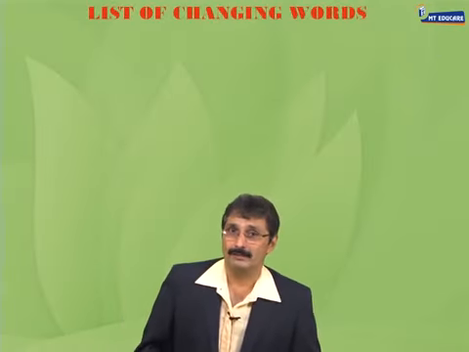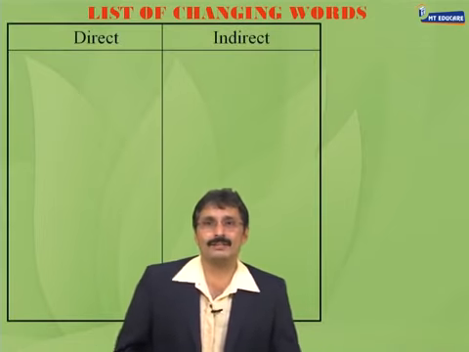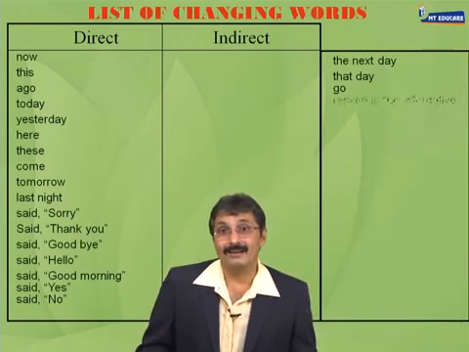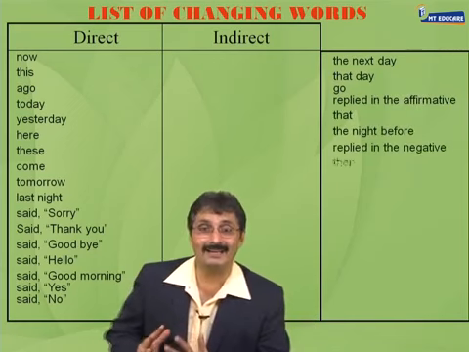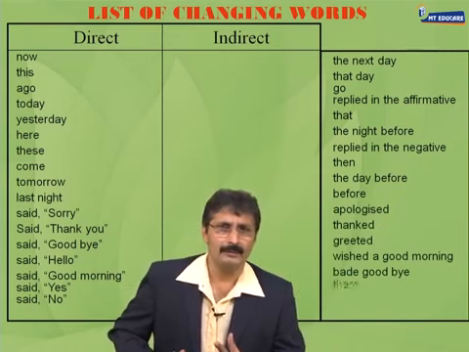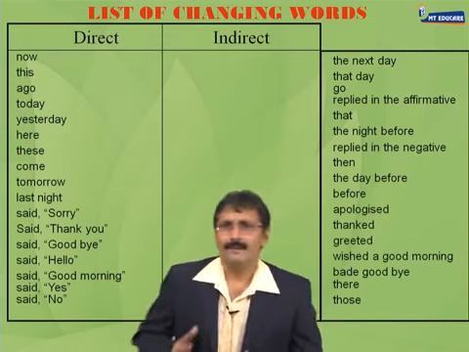Here is your list of changing words. Are we ready, everybody? Here we are. Here is the list of changing words in the direct speech, and here you're going to have their matching words in the indirect speech. We are going to play, not KBC, but match the following. Right? We will play MTF, match the following.